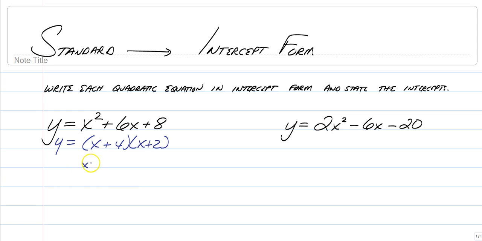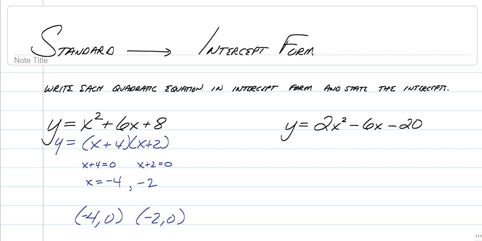So this would be our x plus 4 is equal to 0, x plus 2 is equal to 0, so we get x is equal to negative 4 and negative 2. But when we write our intercepts, it would be negative 4, 0, and negative 2, 0. So that's it. You just factor and state your intercepts after you're done.